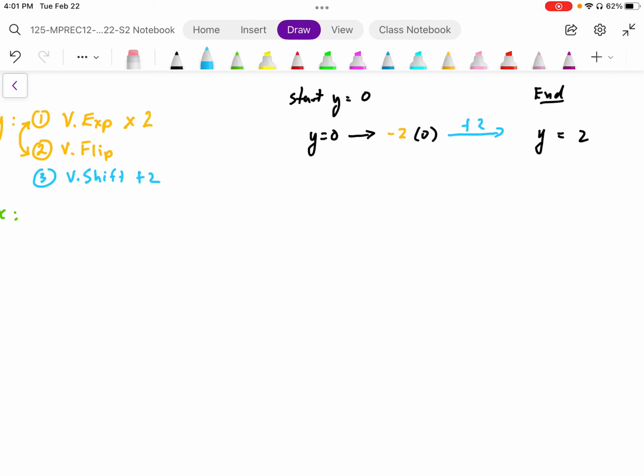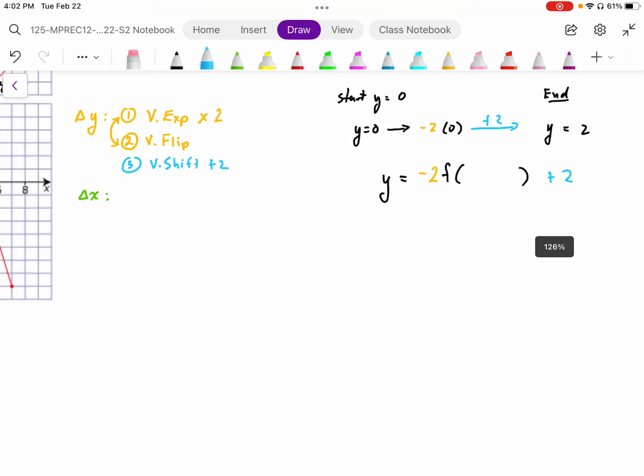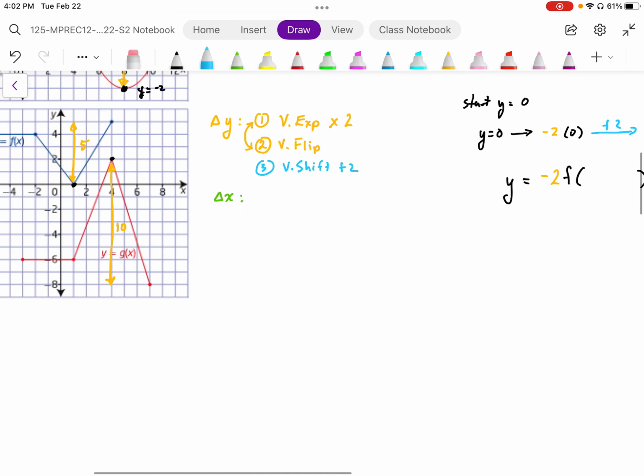Okay, so again, I do my compression, my expansion, and my flip first, and I shift it last to get into the right spot. So start my function notation out here. It looks like this, f of something, and then on the outside, I'm going to do times by -2 first, and then +2 last. That's my vertical. I now need to work on my horizontal.